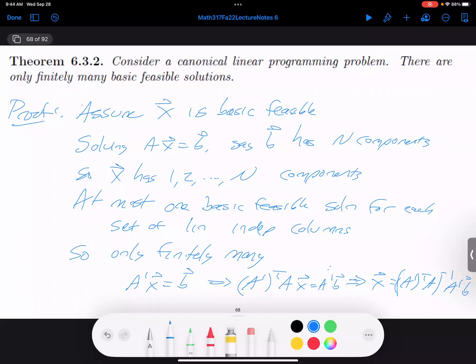You can actually compute just how finite this is. I don't care. All I need to know is that there's a finite number. Now, from a practical point of view, I might actually care just how finite the number is, because that might give me a sense of how long it's going to take to run. But all I need to know is there's only finitely many subsets of columns that I can take. Each subset of linearly independent columns has at most one basic feasible solution. So there's only finitely many basic feasible solutions.